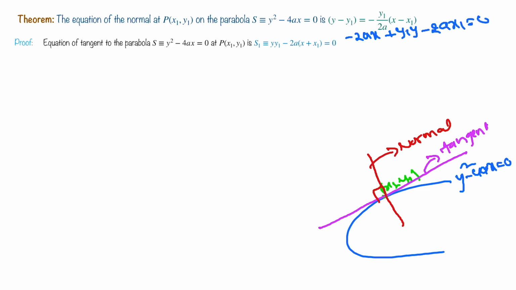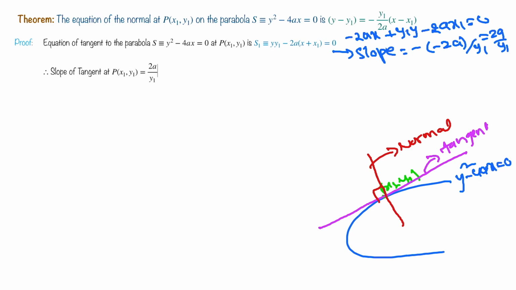So the slope of this tangent will be minus coefficient of x by coefficient of y, that is −(−2a)/y1, which is 2a/y1. Therefore the slope of the tangent at (x1, y1) is 2a/y1. So the slope of the normal at (x1, y1) is going to be −1 by the slope of the tangent, which is −y1/2a.